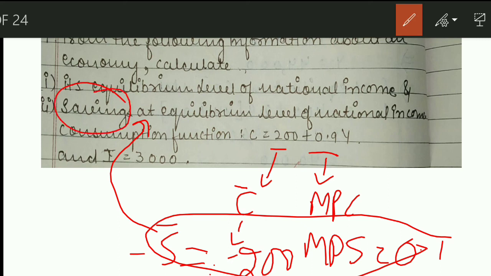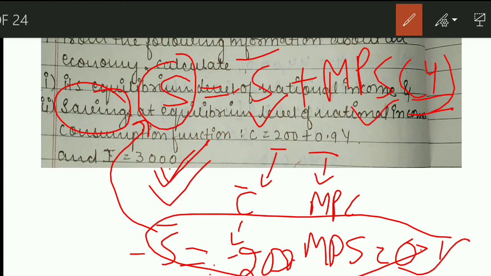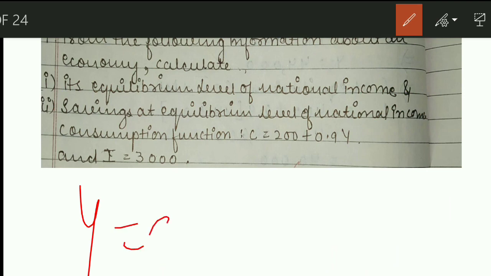Now by using this you can put it in the equation of saving function and you can get the saving. All right, so the equation of saving function is autonomous saving plus MPS into Y, right? You can easily get the value of saving as well as the value of Y. The value of saving will be equal to the value of investment, so no need to find it separately. By putting S as 3,000 you can get the value of income, because you know that autonomous saving over here is minus 200, MPS is 0.1 and the value of S is equal to investment, that is 3,000, so you can get the value of Y by solving it.